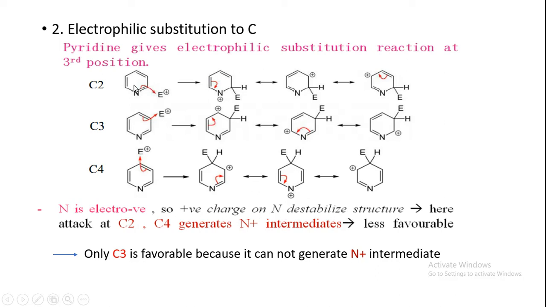So in C2 and C4, in the resonating structures you are getting N+ here and N+ here. So if the electrophilic attack is at C2 and C4, it will generate N+, which is less favorable. Only C3 is favorable. Why is C3 favorable? Just see all the resonating structures, you will not get any positive charge on nitrogen. So only C3 is favorable because it cannot generate an N+ intermediate. Okay, so that you have to remember.